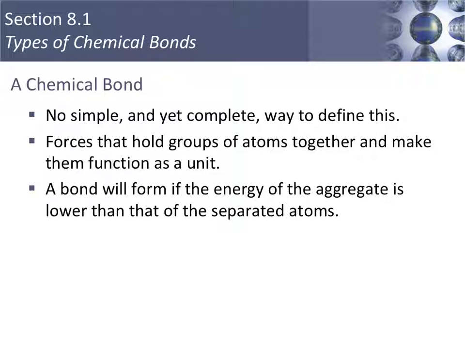So most simply put, a bond is just the force that holds atoms together, and it makes them function as a unit. And that unit could be an ionic compound, or it could be a molecule, and we're going to take a look at both. And to answer the question as far as why a bond forms: the aggregate, that is the ionic compound or the molecule, is lower in energy than the atoms are when they're separated. And remember that we interpret lower in energy as being more stable.